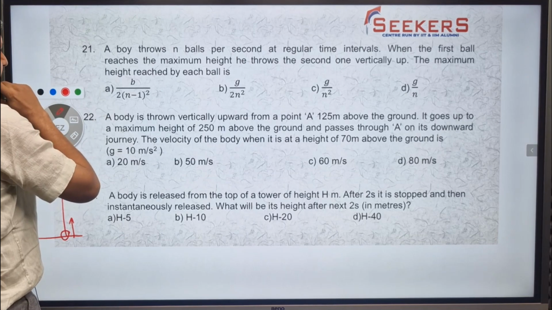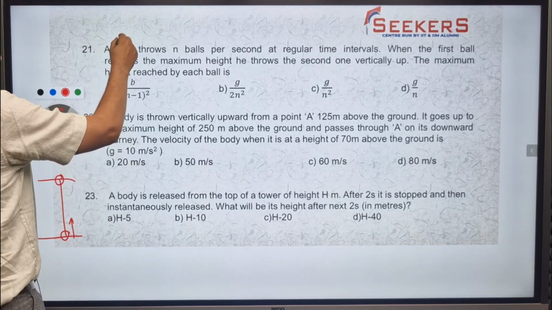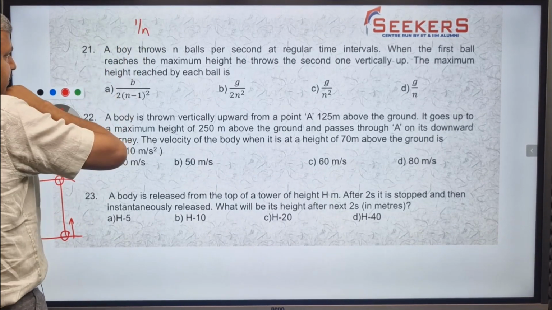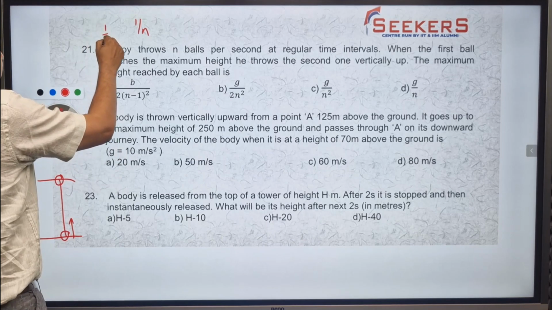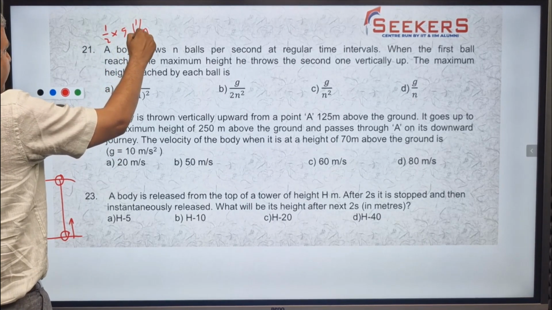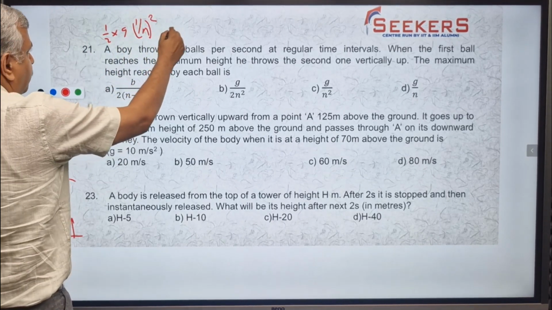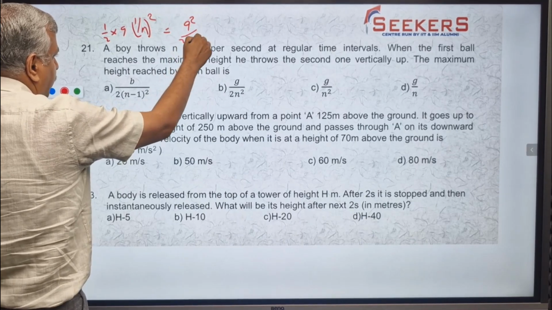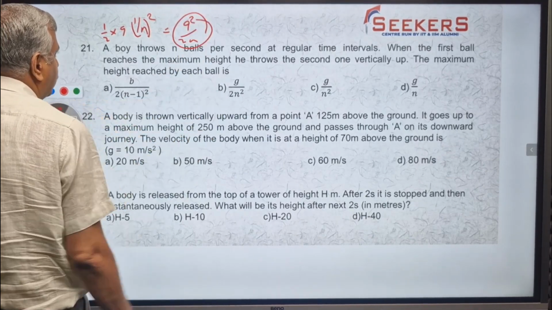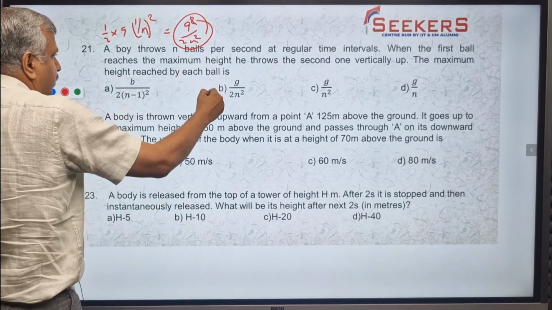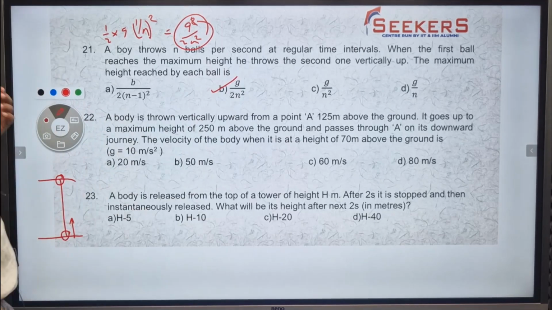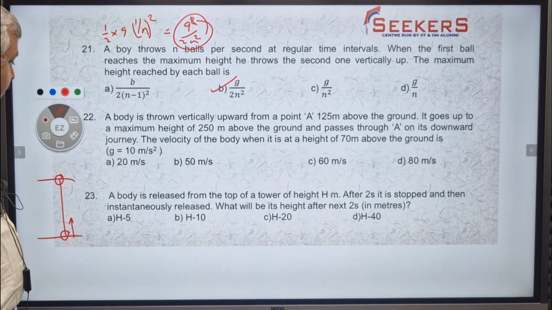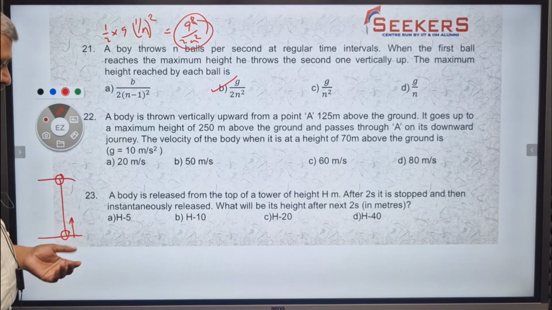So n balls per second means each ball is going up for 1 by n seconds. So the maximum height reached is half into g into 1 by n squared. So that will become equal to g by 2n squared. So option B is the right one. But we could find out n also, n is 3, and that is the condition that he has to catch it.